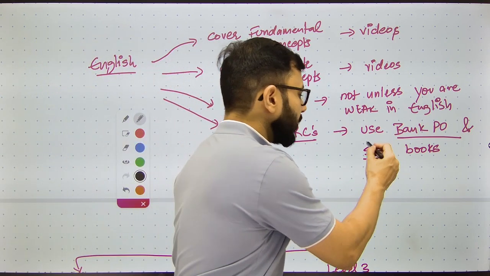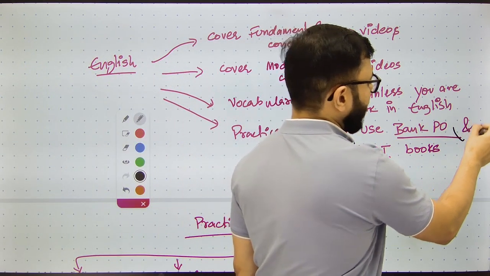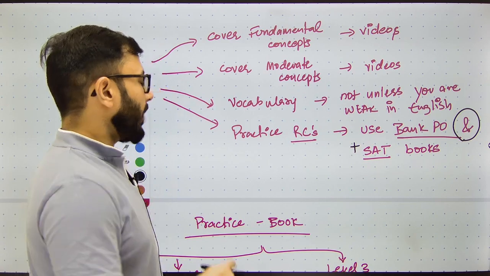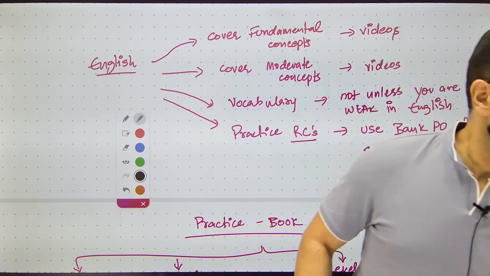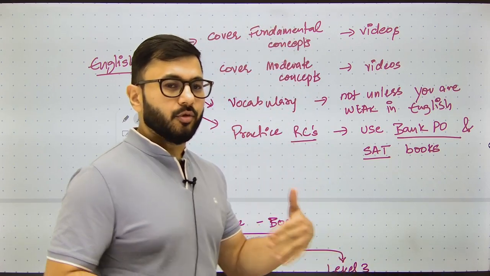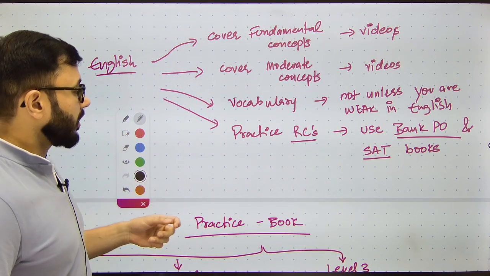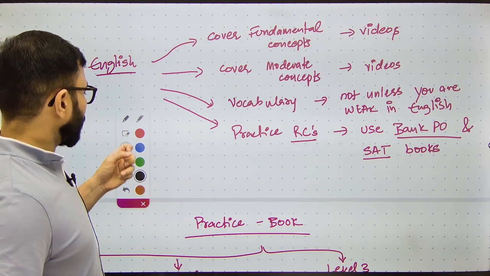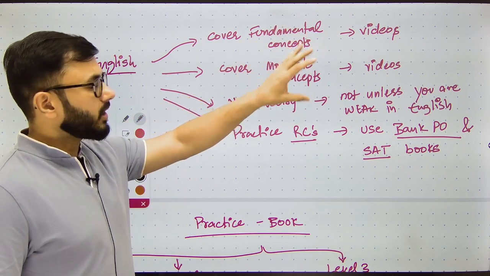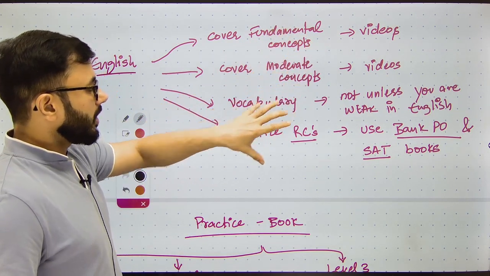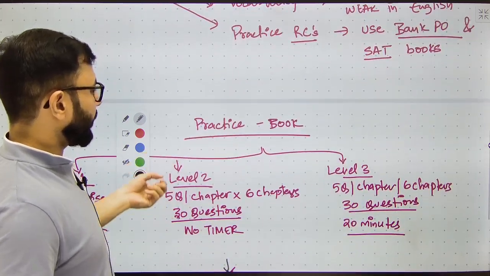That is why, along with SAT books, I have written 'and' here and not 'or'. So, bank PO books and SAT books, you can also use this book to start up with your practicing, and then you can add on multiple books as well. So this is what you need to do in English, these 4 things: fundamentals at a moderate level, no need to go to advanced level, vocabulary, and practicing reading comprehension.